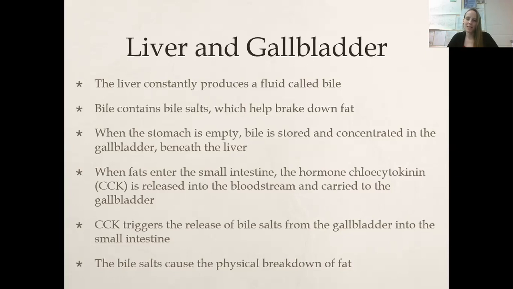So when the stomach is empty, the bile is just going to be stored and concentrated in the gallbladder, which is at the bottom of the liver. And then if food is there and it's fatty and needs to be broken down, the gallbladder will release that bile into the small intestine. When fats enter the small intestine, there is a hormone called CCK, or cholecystokinin. It's released into the bloodstream and carried to the gallbladder. It's going to cause the bile salts to be released, which, like I said, causes the physical breakdown of fat.